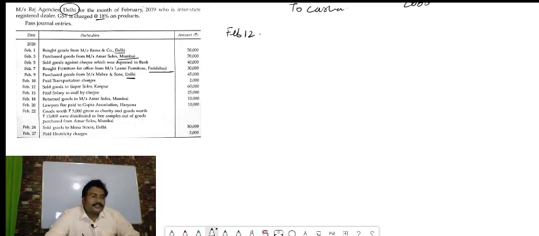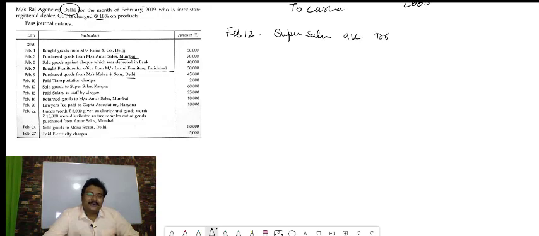And it is in Kanpur, so CGST and SGST will not be charged. What will be charged? IGST. Okay, IGST will be charged. See this, sold goods to Supercells Kanpur. So who is receiving the goods? Supercells received.